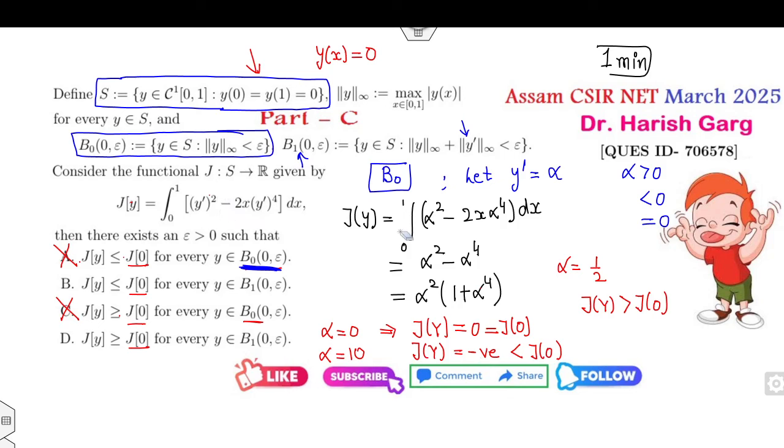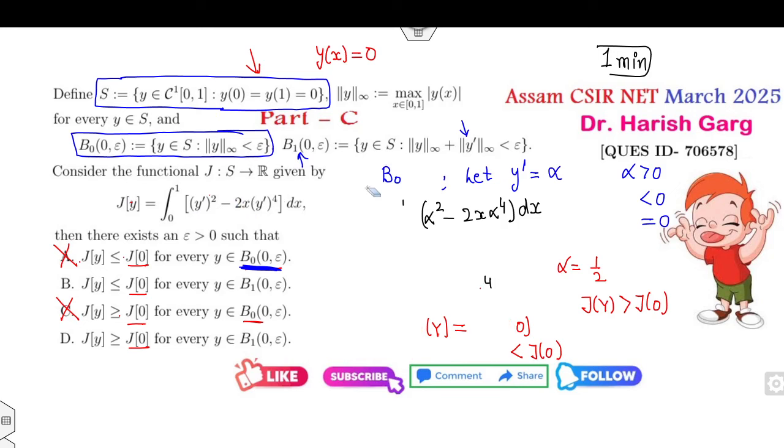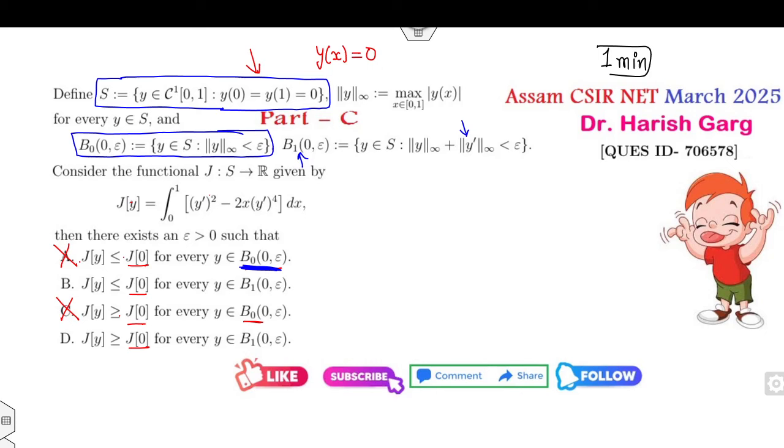चलिए अब चलते हैं सेकंड ऑप्शन के ऊपर भी, ऑन द वैल्यू ऑफ द b1. अब b1 में क्या कह रहा है आपके पास? दैट मीन्स इसको मैं क्या लिख सकता हूं? y माइनस y0, y dash माइनस y0 is less than epsilon. What does it mean? y is convergent to the 0, y dash is also convergent to the 0.